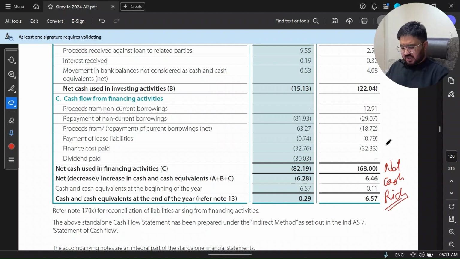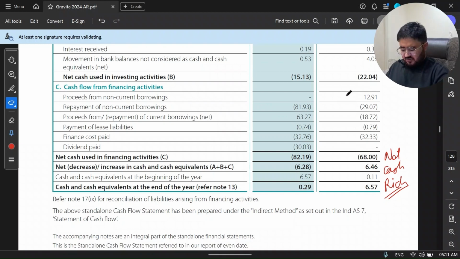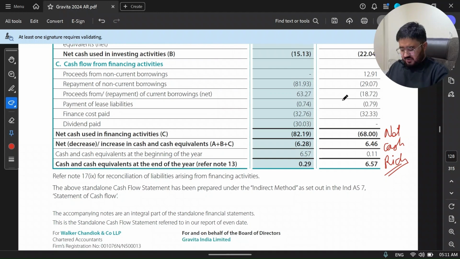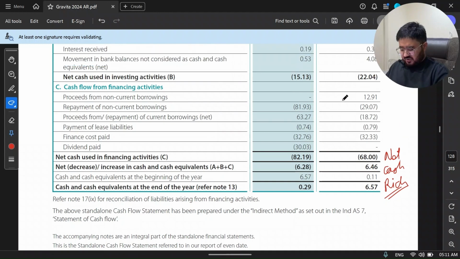Also, it's a capital-intensive industry, so that is also one of the reasons. However, it is a concern for this company. So always be wary when you are investing in such companies. And also, it's a small cap, by the way.